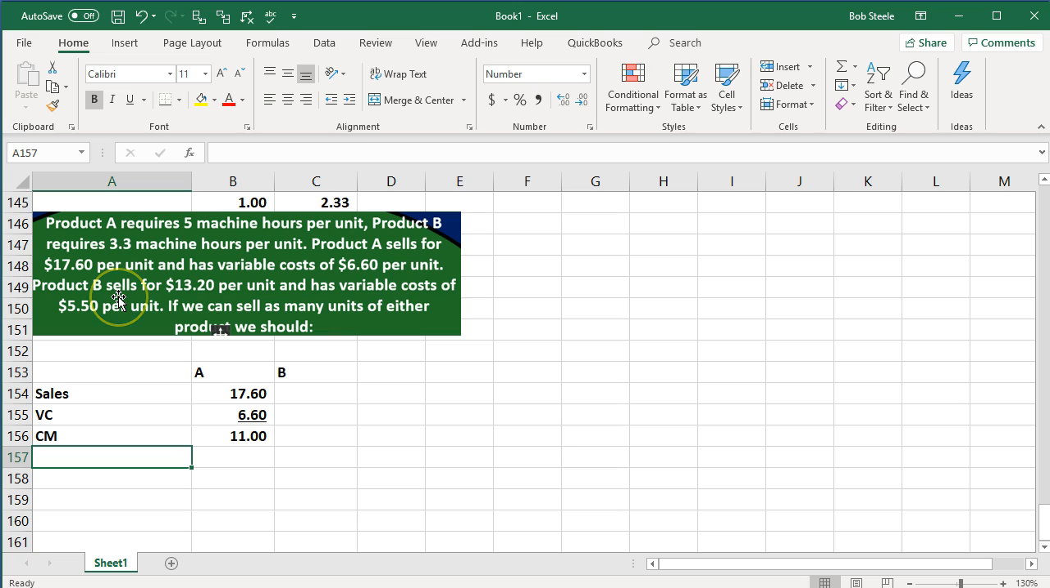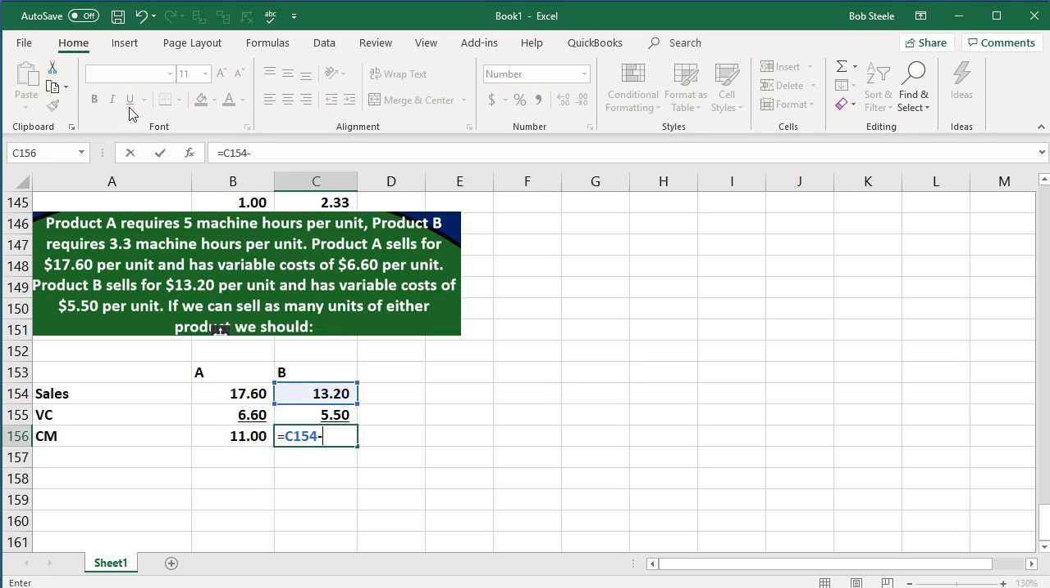And then we're going to say product B sells for $13.20, and has variable cost of $5.50. We can go ahead and underline that, Home tab, font and underline. Subtracting those out gives us the contribution margin. There we have it. Now we're going to take into consideration our restraint, that being the machine hours.